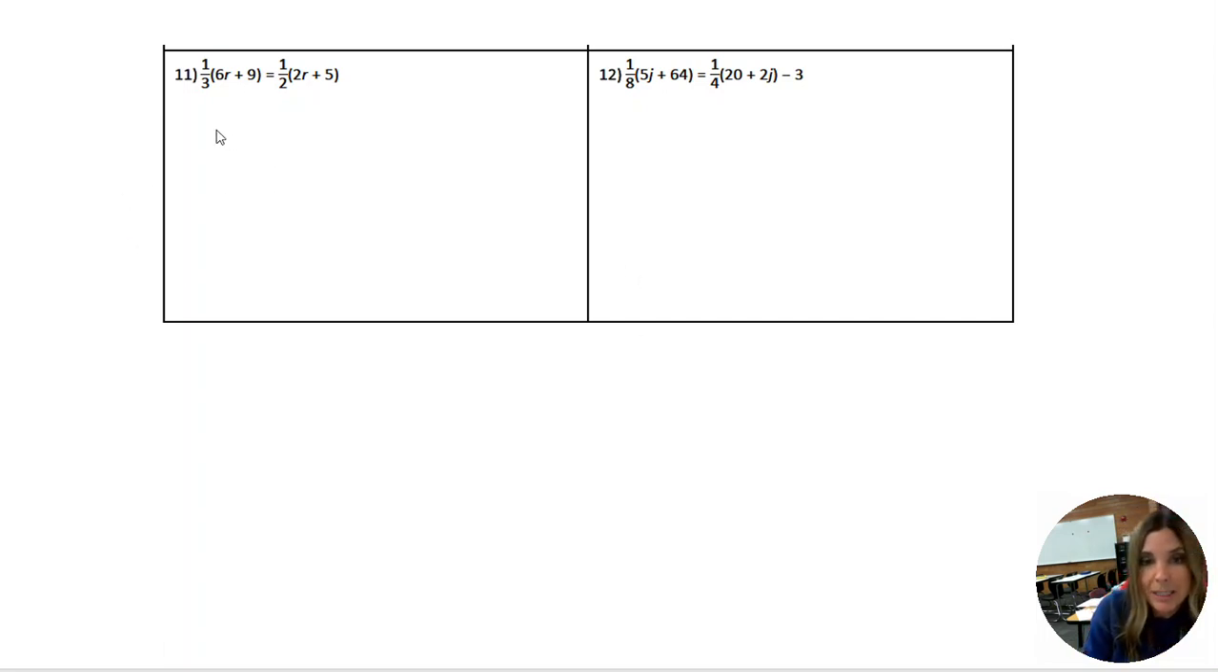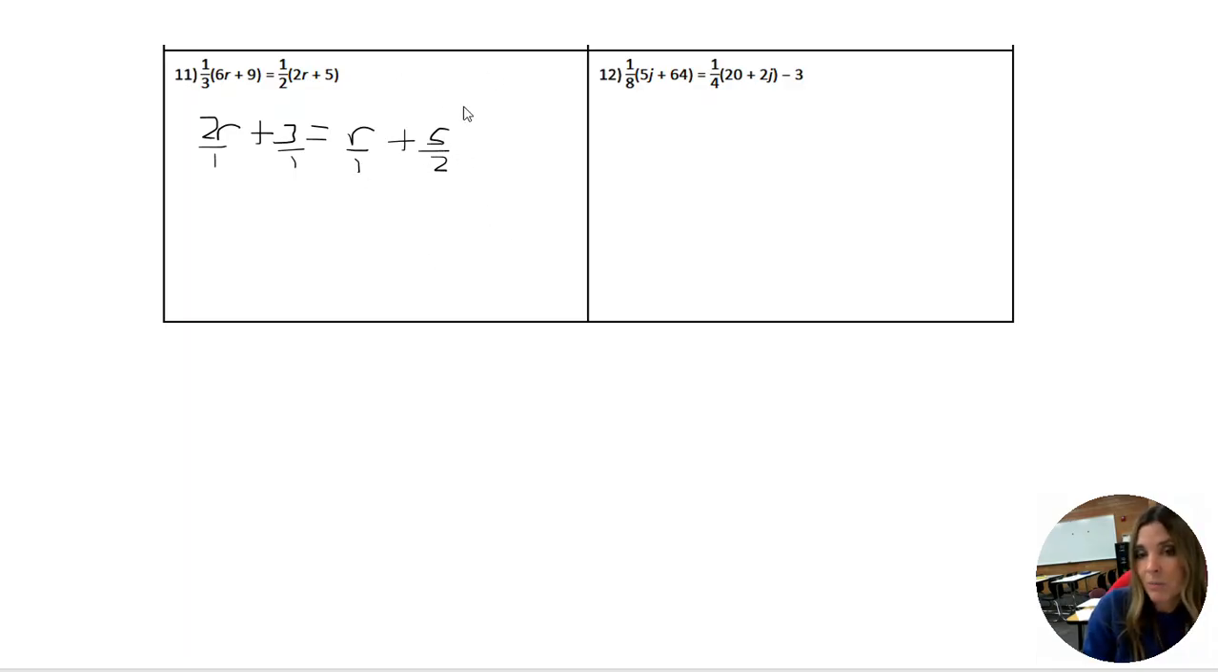So for number 11 on your notes, I think it's easiest if there's anything to be distributed, to distribute and then find your least common multiple. So if I take 1/3 times 6, that's going to give me a 2r. 1/3 times 9 is just going to be a 3. 1/2 times 2r is just going to be a 1r, and then 1/2 times 5 is going to be a 5/2. And now the only term that has a fraction is the 5/2.